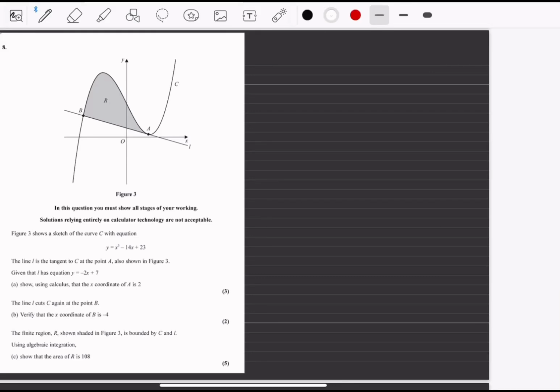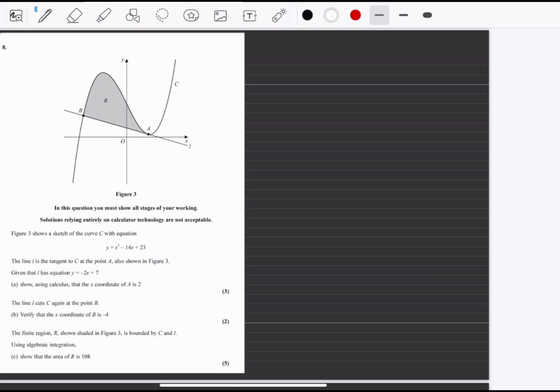Hello everyone, let's continue with our revision of the AS level mathematics, and also this is 2024 paper. So as you can see, this is question 8.